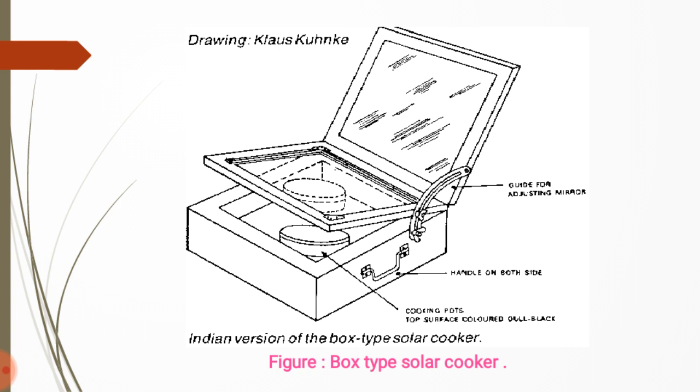There is a handle on both sides so that we can lift the system easily. The plane reflector mirror is positioned at a particular angle, so that we can collect the maximum amount of solar radiation. Also, the position of the plane reflector mirror is such that it can reflect the solar radiation so that it is incident on the glass cover plate. So the upper part is the plane reflector mirror. This is the box type solar cooker.